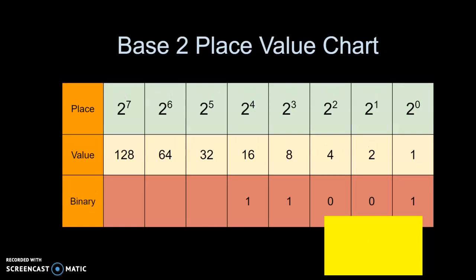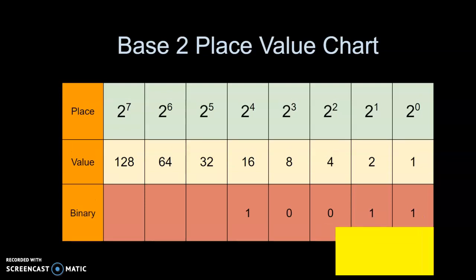Okay? So now we need 1, 2 to the 4, 1, 2 to the 3, and 1, 2 to the 0. So when you add those up, that's correct, 25. All right, now it's 10011. So we're going to add up, we've got to have a 16 plus a 2 plus a 1.